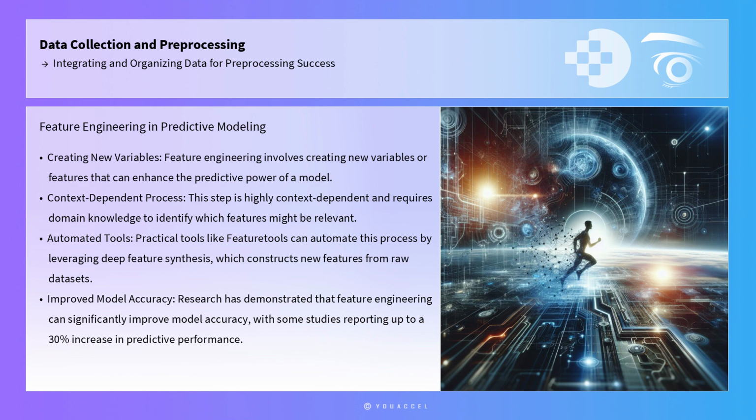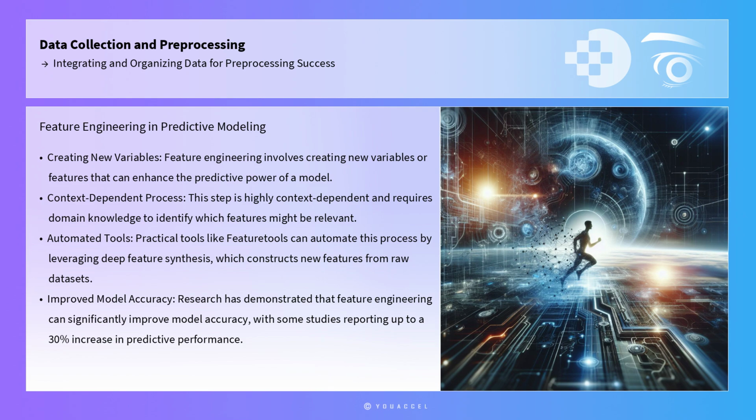Having organized the data, the next step is feature engineering, which involves creating new variables or features that can enhance the predictive power of a model. This step is highly context-dependent and requires domain knowledge to identify which features might be relevant. For instance, in a supply chain context, features such as lead time variability or supplier reliability scores can be engineered to predict potential disruptions. Practical tools like Featuretools can automate this process by leveraging deep feature synthesis, which constructs new features from raw datasets.